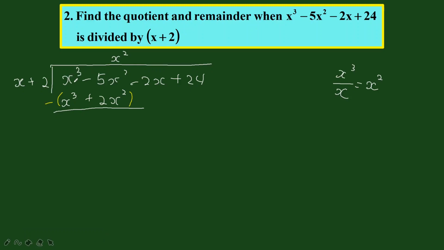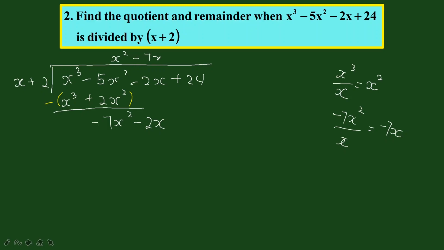So I will take x cubed minus x cubed. There will be nothing left. So negative 5x squared minus 2x squared, so I have minus 7x squared. Next, I'm going to bring this negative 2x down, so it's going to minus 2x. So what I have here is minus 7x squared divided by the element outside here, which is x. So I'm going to get minus 7x. So I'm going to put this minus 7x right on top here.